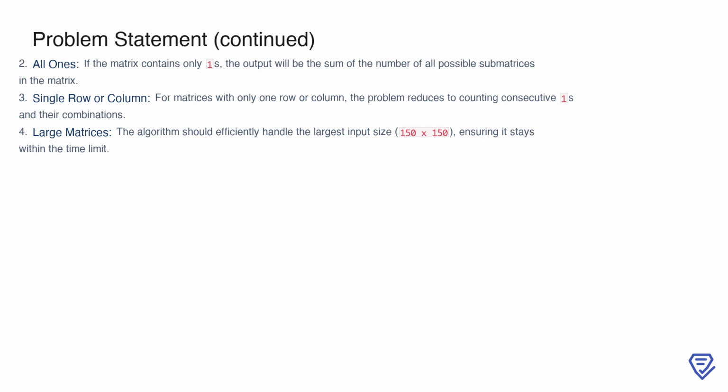For matrices with a single row or column, the problem simplifies to counting consecutive sequences of 1s and their combinations. Finally, for large matrices, such as the maximum size of 150 by 150, the algorithm must remain efficient to handle the input within the time constraints. This means our approach needs to avoid brute force and leverage more optimized techniques to count submatrices effectively.